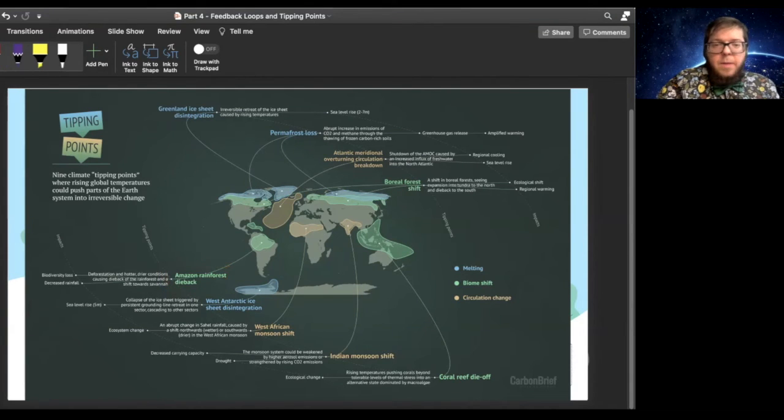Other ones you might hear about, I see this one in the news a bunch, the Atlantic Meridional Overturning Circulation, or AMOC, right? So the AMOC, or Atlantic Meridional Overturning Circulation, is an ocean current.